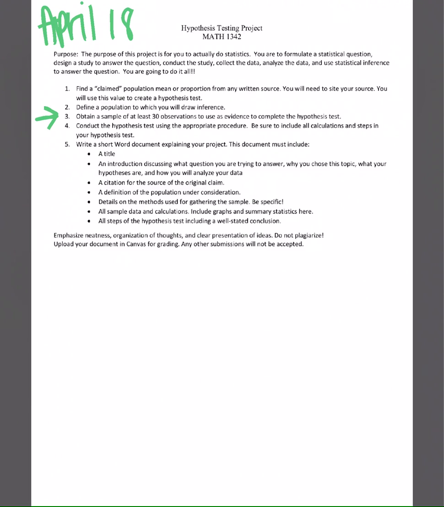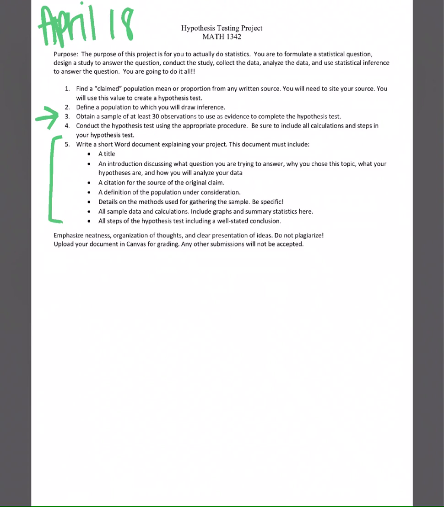So I know we talked about sampling methods, and that's technically not the best way to sample, but we're just going to have to do the best we can under the circumstances that we're in. Conduct the hypothesis test using the appropriate procedure, which we'll talk about in chapter 10. Be sure to indicate all calculations and steps in your hypothesis test. What you need to include in your Word document, which can also be a PowerPoint, either or, which are the 3 examples that I uploaded. They were all PowerPoint, so really either or is fine.